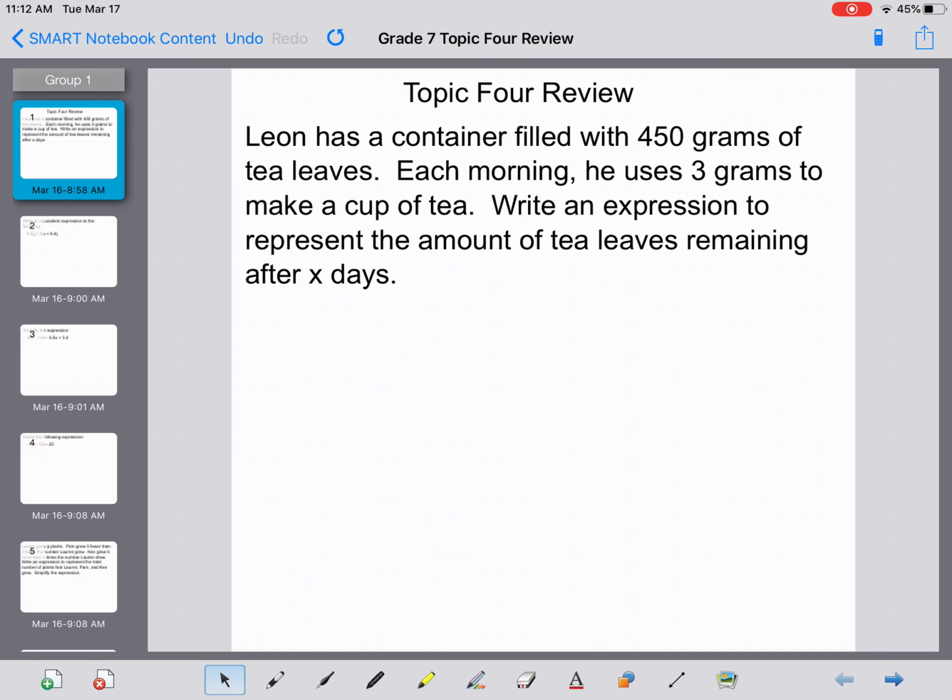Today's lesson is on topic 4 review. Leon has a container filled with 450 grams of tea leaves. Each morning, he uses 3 grams to make a cup of tea. Write an expression to represent the amount of tea leaves remaining after X days. Take a second to copy down the question.